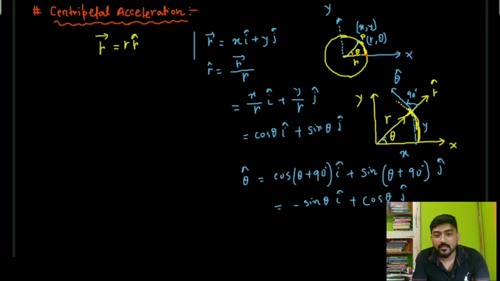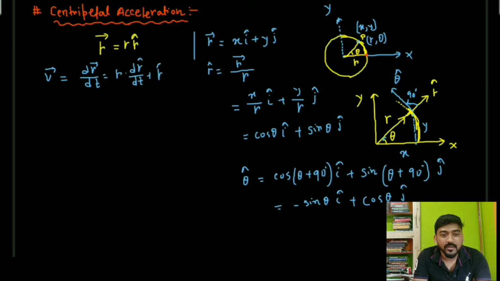Now what will be the velocity at this point? We know the velocity at this point is v equal to r omega. We know this, but you can derive it from here also. So let me derive it. Velocity v is nothing but dr by dt. Now dr by dt is r into dr cap by dt plus r cap into dr by dt.